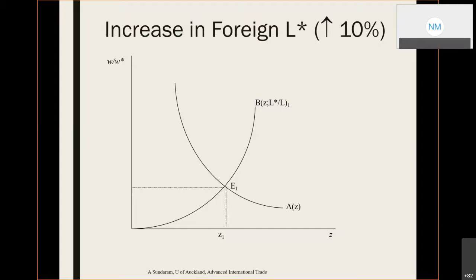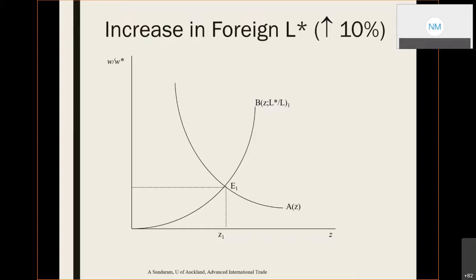Can anyone tell me what happens on the graph? Here we have our initial equilibrium, where Z1 is the cutoff. Everything to the left of Z1 is being produced at home. Everything to the right of Z1 is being produced abroad in China. Now, if China experiences population growth, what changes on this graph?